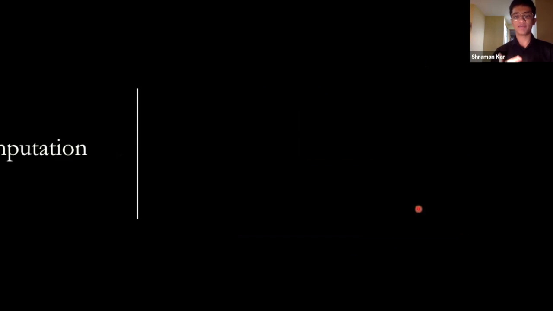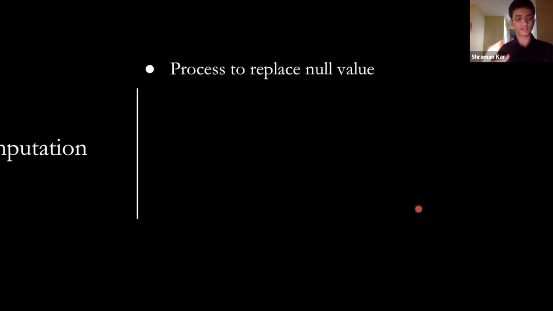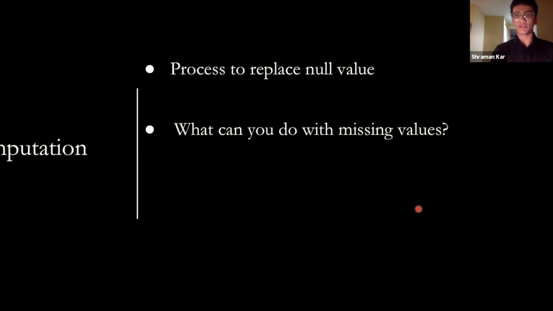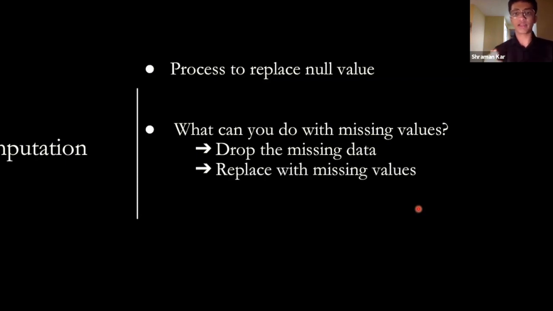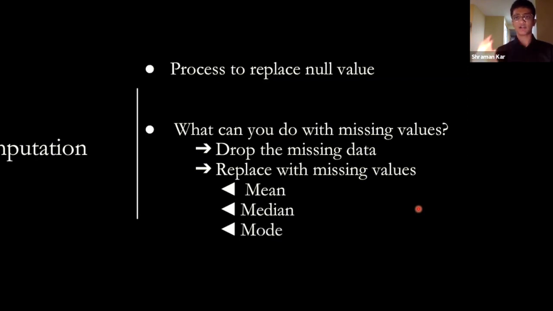And now let's talk about imputation. Imputation is basically the process to replace the null values, so basically replace the missing data. What can you do with the missing data? There are many things you can do. You can actually drop the missing data, but most of the time you don't want to do this because some key information might get lost. So you can replace the missing data by the mean or the median, or even sometimes the mode. But the important thing to keep in mind when you're replacing the data is that you don't want to change the data set too much.